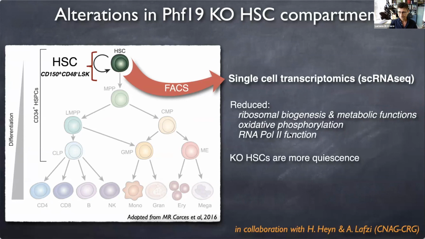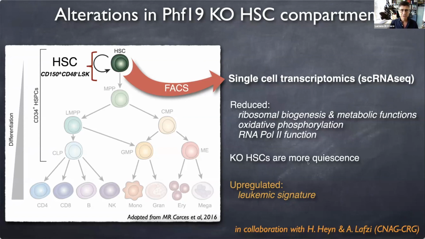If you look in the literature, these things together suggest that lack of PHfI9 in hematopoietic stem cells makes those cells more quiescent. This is one aspect. We also noticed that some genes are misregulated, which might indicate a kind of leukemia signature, but we'll come back to this at the end of my talk.